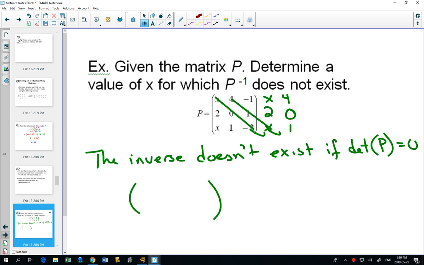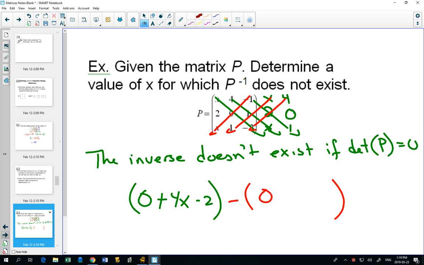And in these diagonals, we will get 0 plus 4x minus 2. And with these arrows, we will get 0 plus x minus 16. That would be our determinant. And the inverse doesn't exist if the determinant's equal to 0. So if we set this equal to 0, we can solve for x and find out what value would do that. So combining like terms here, 4x minus x would be 3x. Negative 2 minus a negative 16 would be plus 14 equals 0.